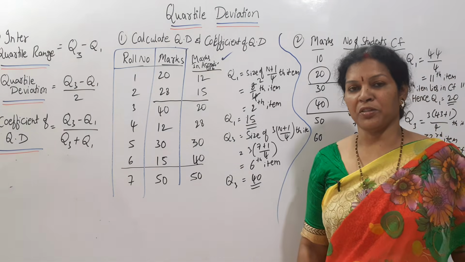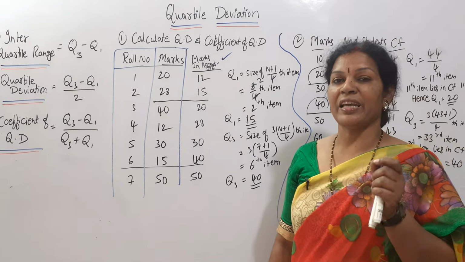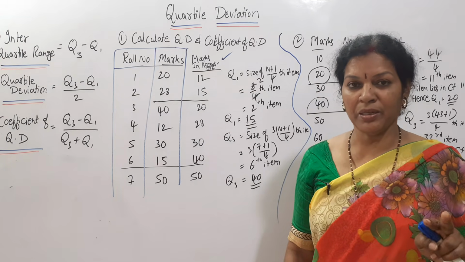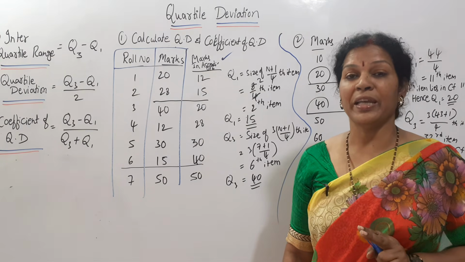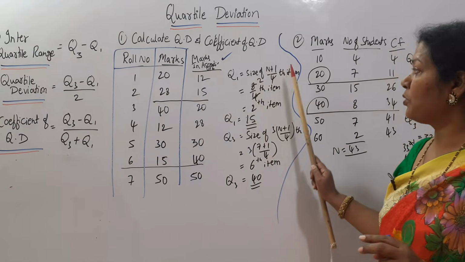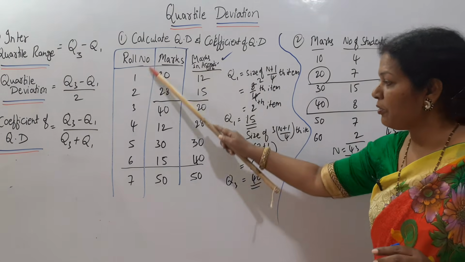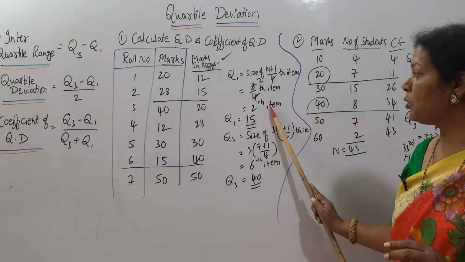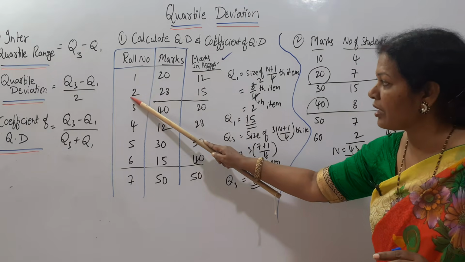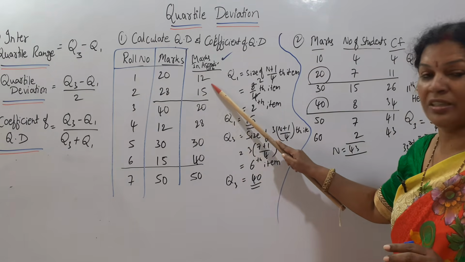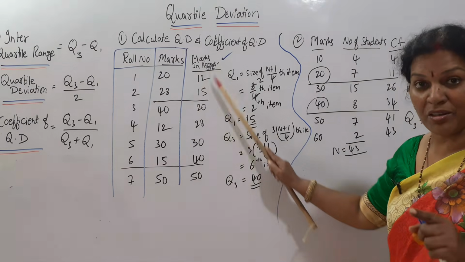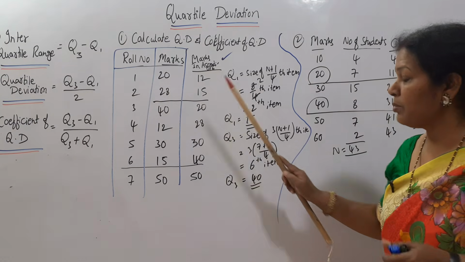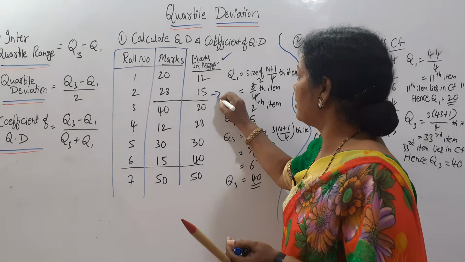Then coming to the formulas. What is the formula for Q1? Size of (n plus 1) by 4th item. The same formula is applicable in discrete series also. Here n, the number of observations, is 7. So 7 plus 1 is 8, and 8 by 4 comes to the 2nd item. You are supposed to see the ascending order values, not the given data, which we have rearranged. The 2nd item is 15. So this is Q1.